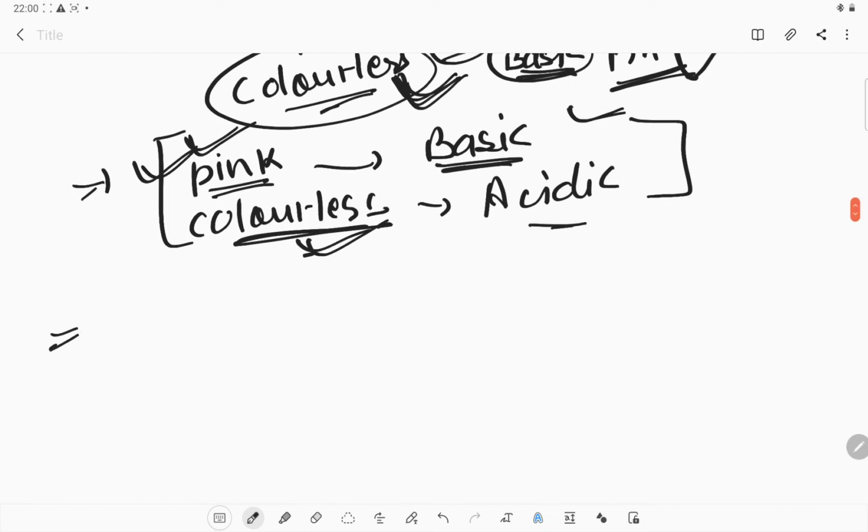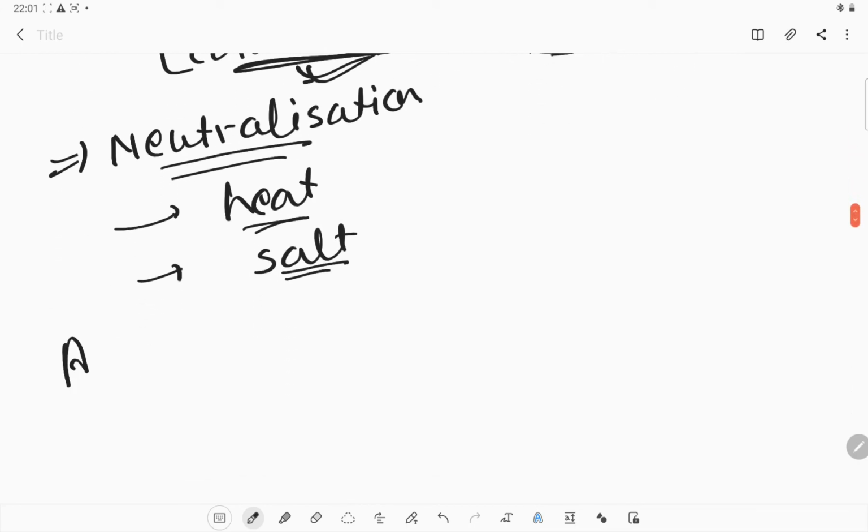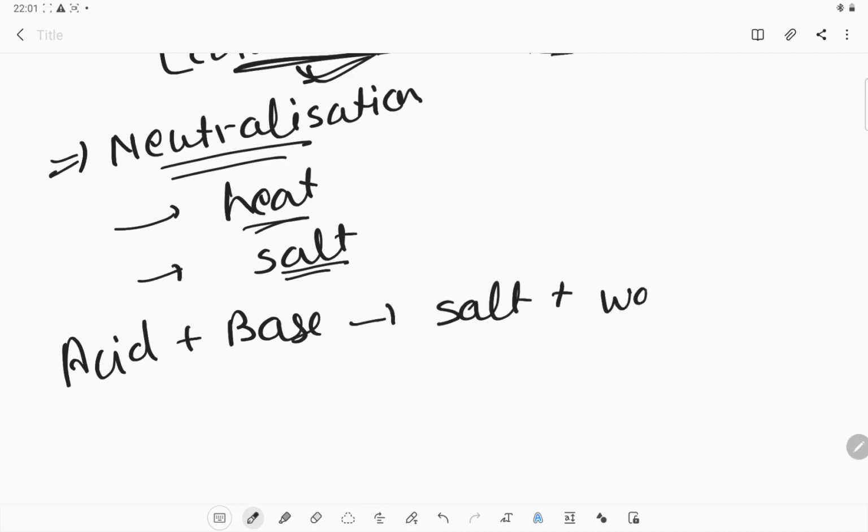One more thing you need to learn: whenever we talk about a neutralization process, it always releases some amount of heat into the surroundings, and it makes a new substance which we call salt. So whenever an acid combines with a base, it gives us a salt plus some water, as well as some heat which evolves in the surroundings.